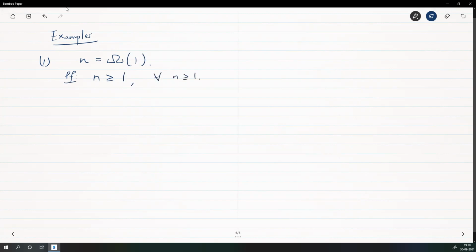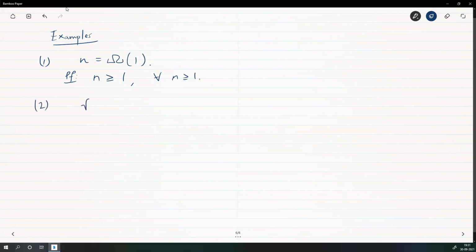Omega actually is slightly easier. Okay. So how do we look at this? Well, first example is quite similar to what we saw. N is in fact big omega 1. Why is that? Once again, you need a constant C and an N naught. Well, we have N greater than or equal to 1 for all N greater than or equal to 1, right? And quite easy. So that is why this is true.